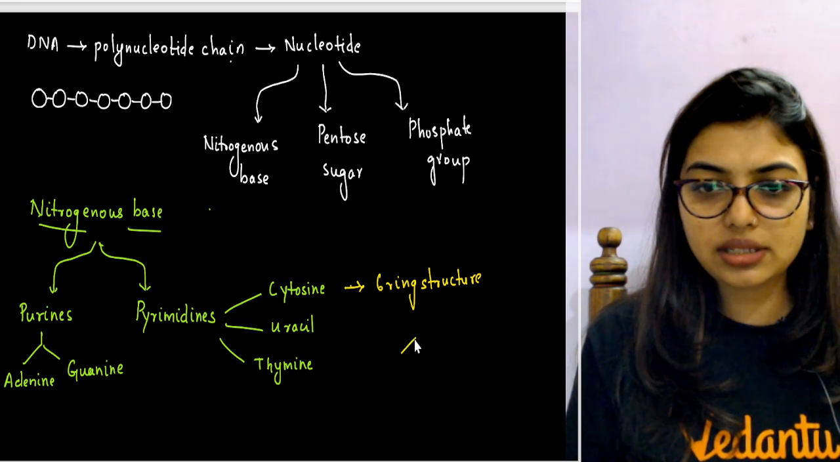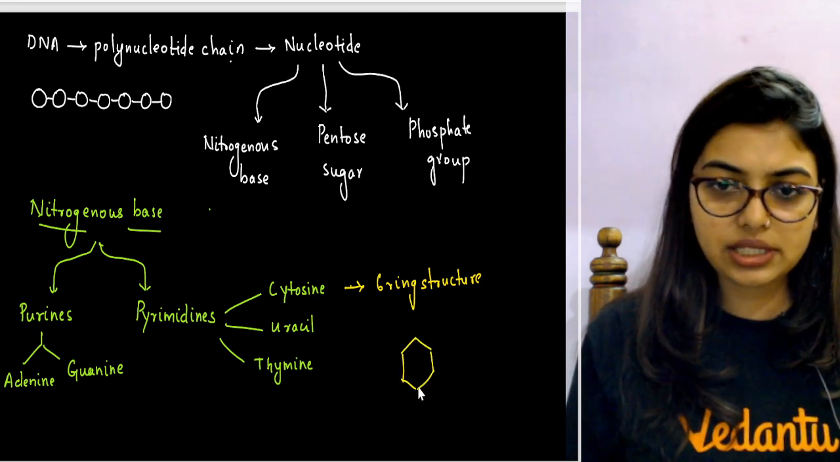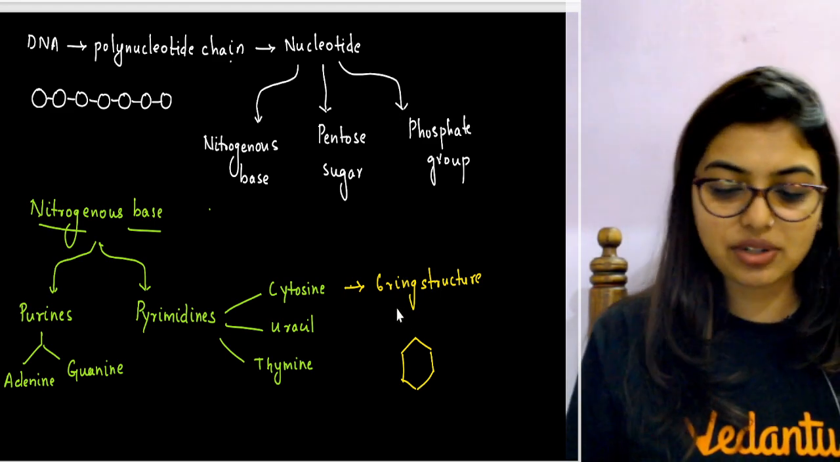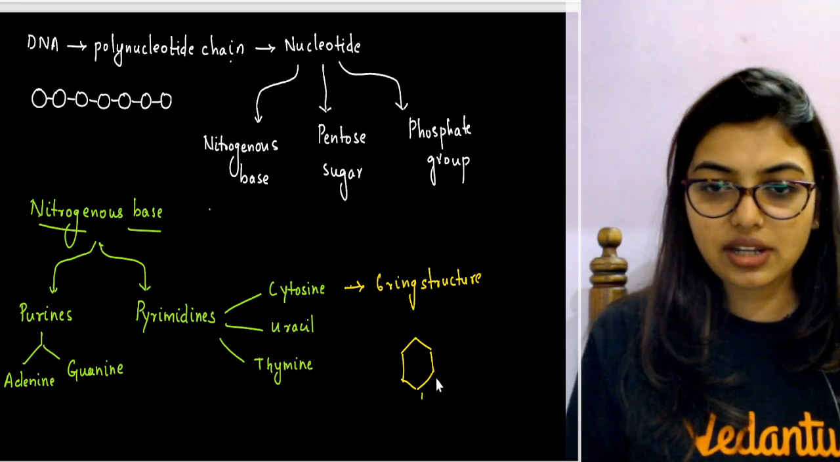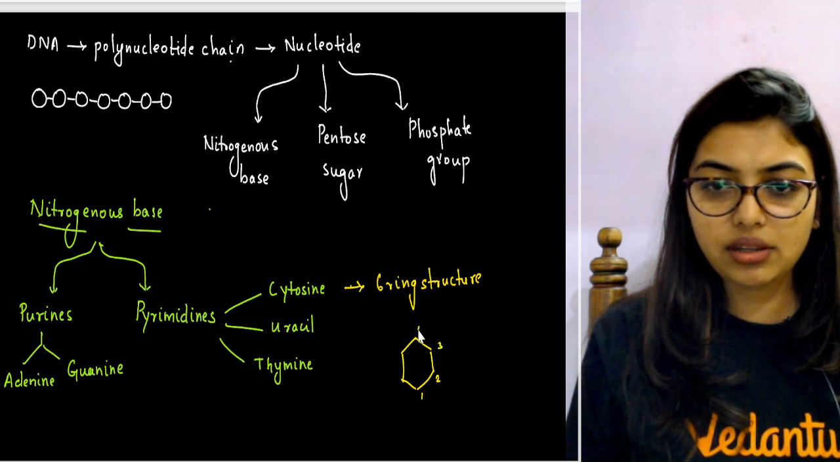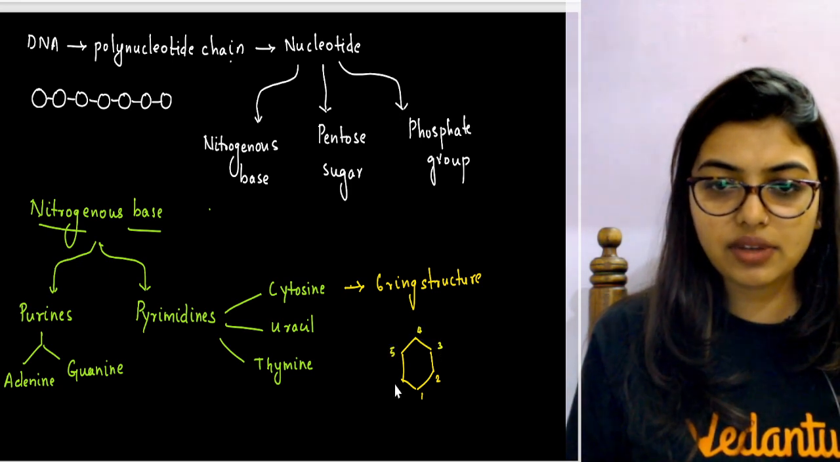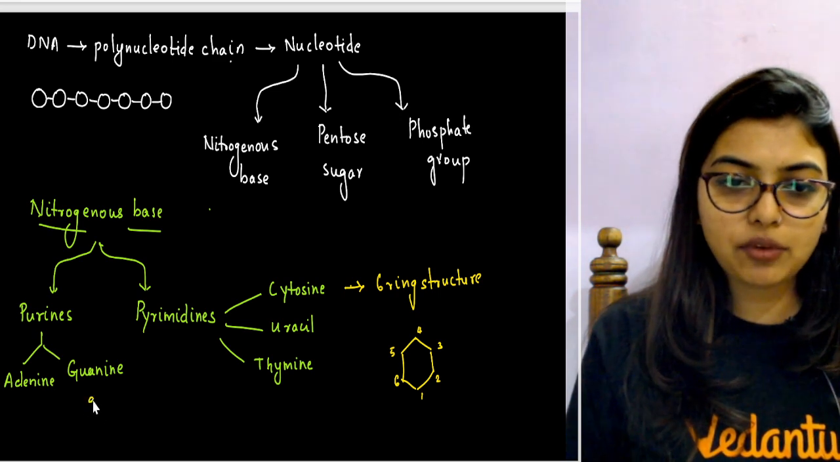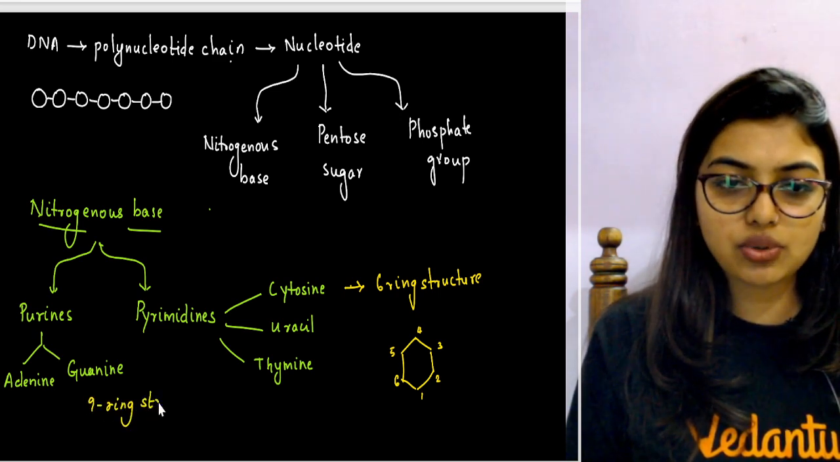A 6-ring structure means like this. 6-ring only. Okay, 1, 2, 3, 4, 5 and 6. It's a 6-ring structure. But your purines are a 9-ring structure. So students, nothing is there in the name, because don't judge a book by its cover.